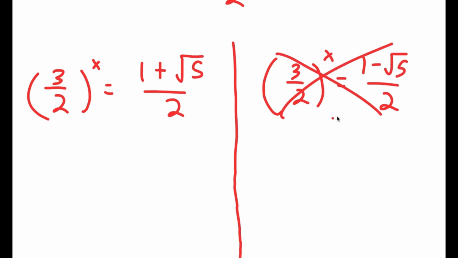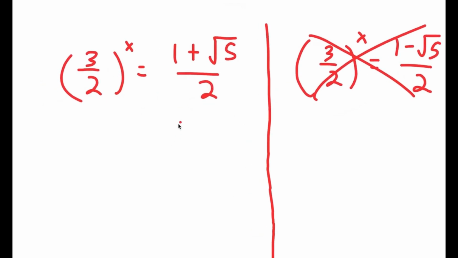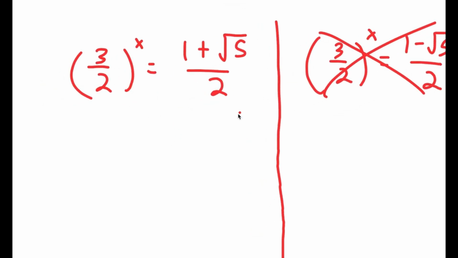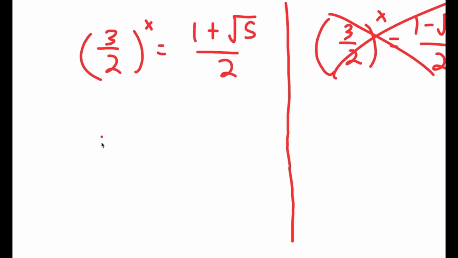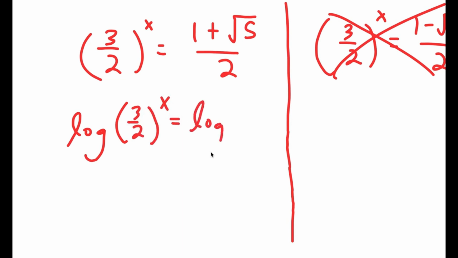So this equation wouldn't even work. So the only equation I have left is (3/2)^x = (1 + √5)/2. And to solve this, I'm going to take the log on both sides. So I have log((3/2)^x) = log((1 + √5)/2).